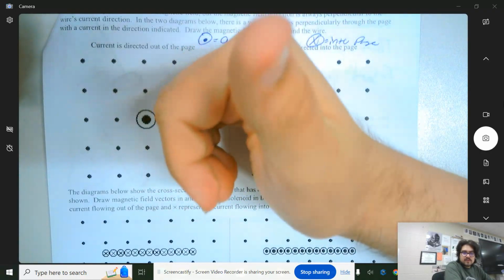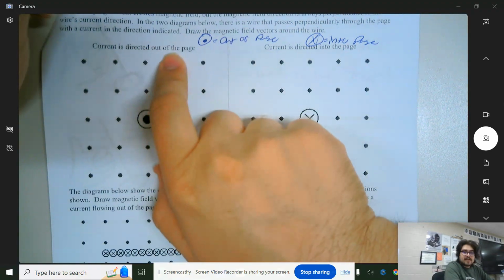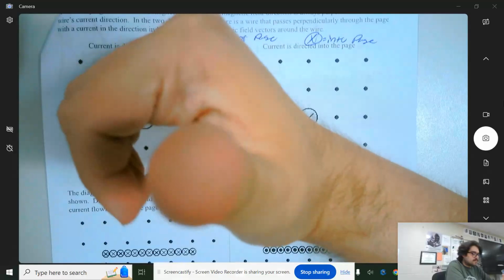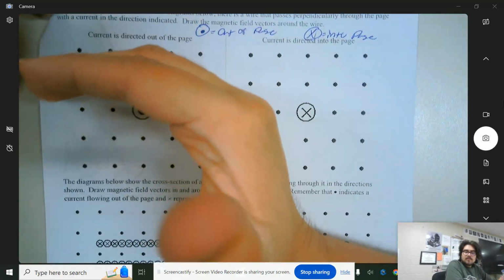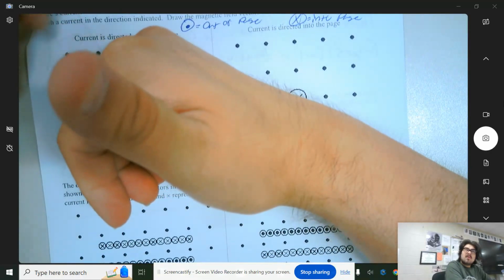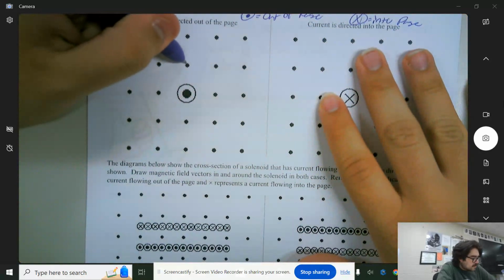So here's your wire. Okay. Current is going out of the page. So thumbs up, right? And then our fingers are going to curl in the direction of the B field. So if my thumb's pointing up, my fingers are going to curl in the direction of the B field. So it's going to go, what is that? Counterclockwise. Okay, so it'll go counterclockwise.